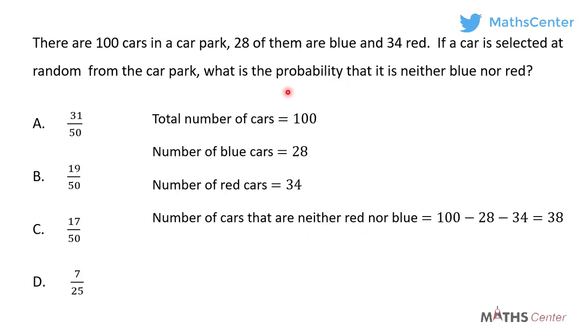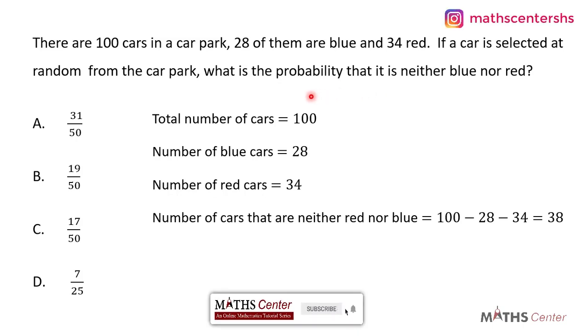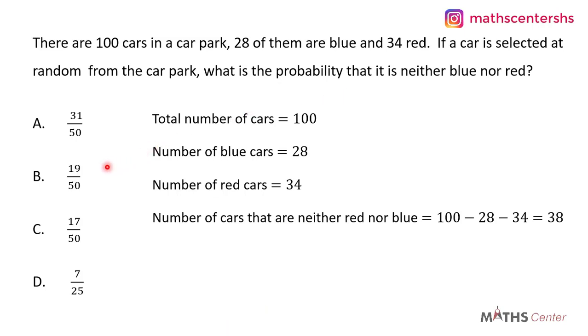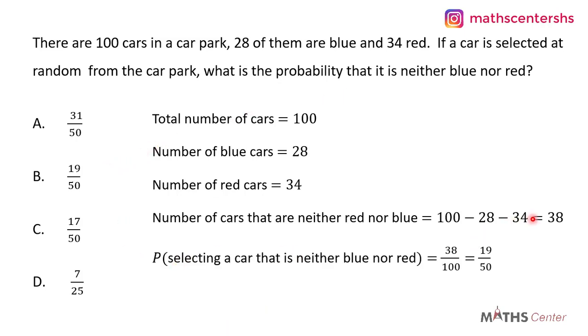The question wants us to find the probability that a car selected at random from the car park is neither blue nor red. The probability that a car selected at random from the car park is neither blue nor red will be equal to the number of cars that are neither blue nor red divided by the total number of cars. The number of cars that are neither blue nor red is 38. The total number of cars is 100.